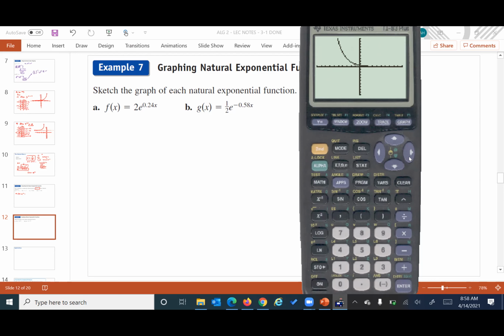Sweet, Isabel's right. It goes down now, right? Because it's a reflection. We call it a decay curve, which means decay just going down. The other one we call a growth curve. It's climbing higher and higher. Okay, boom. Are we good there?